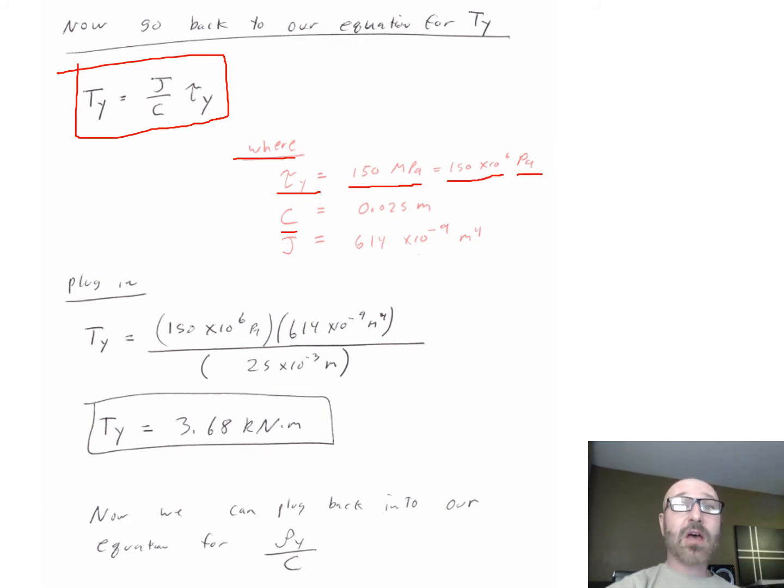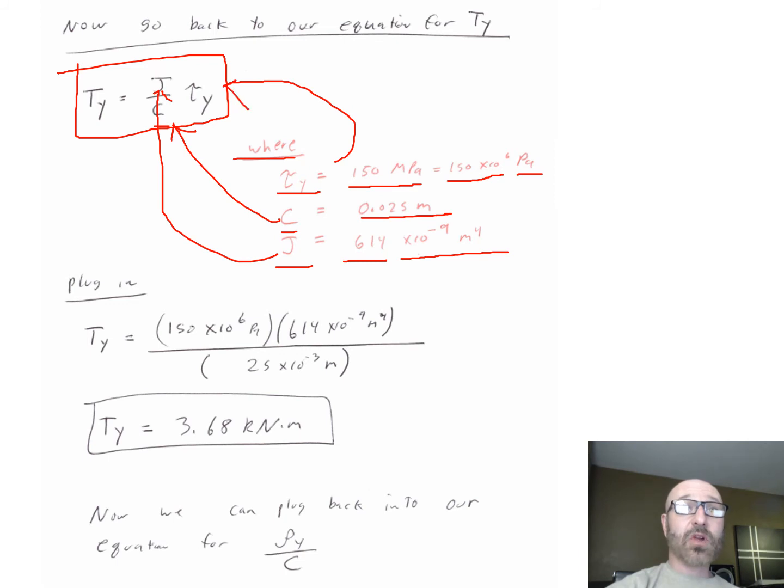I have my C value that I just solved for from my diameter. This is equal to 0.025 meters. And I've just solved for my J value. My J is 614 times 10 to the negative 9th meters to the fourth. So I can plug my J value in there, I can plug my C value in there, and I can plug my tau sub y value in, all in the correct units.